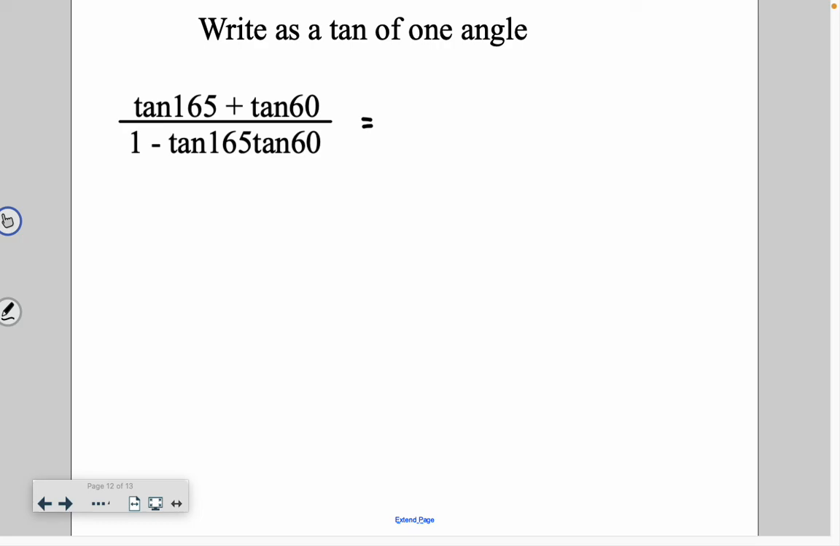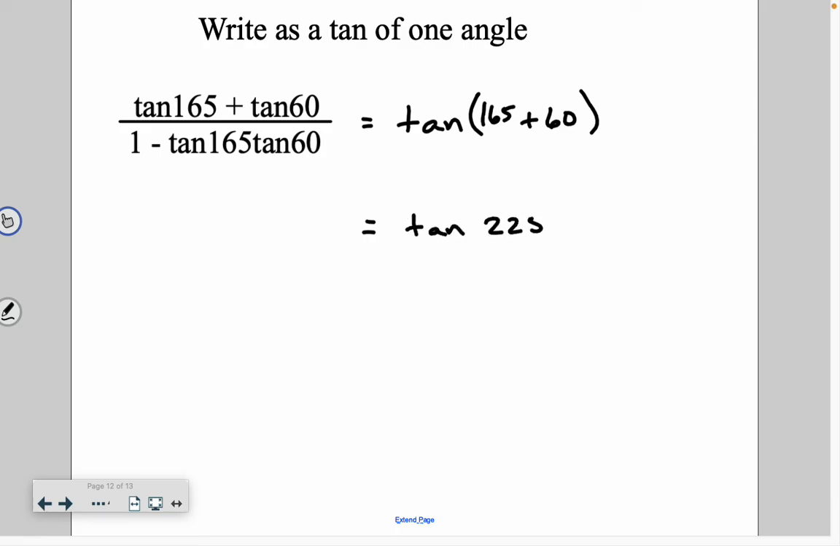First question I have for you, if we're going to try to write this as the tangent of one angle. When you look at your formulas, is this a tangent sum or a tangent difference? If you take a look, specifically at the sines, that's how you can tell whether it's a sum or a difference. When the numerator is added together, that is the sum. So this is really the tangent of the sum of 2 angles. And the 2 angles are the 2 angles in the problem. 165 plus 60.